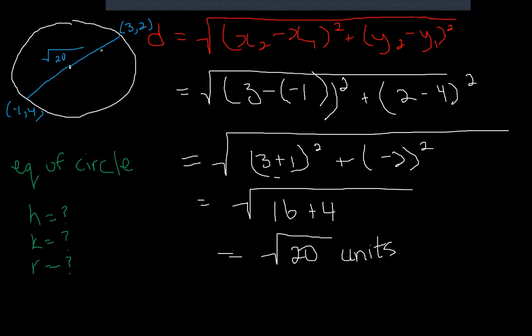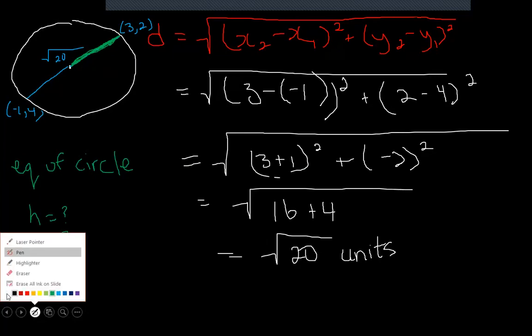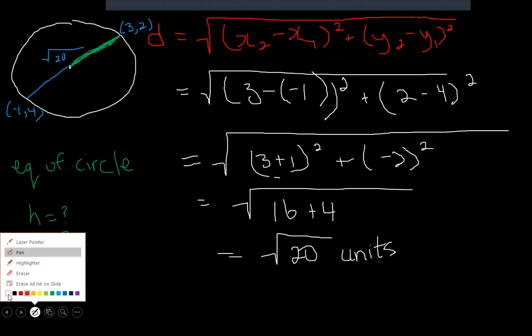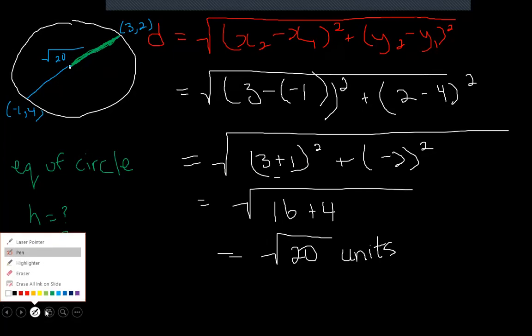All right. So now that we have the length of the diameter, this blue line, we don't want that. We want the green line. This is the line we want. We want the radius. And if you notice, the green line is half of the blue line. So we could divide this root 20 by 2 to get the length of the radius. If you punch that into your calculator, you'll get root 5.